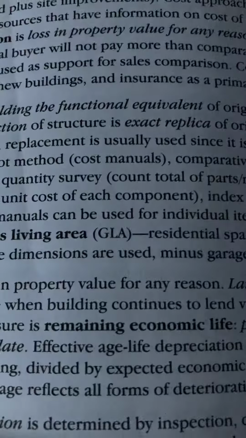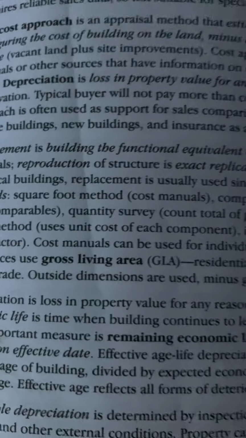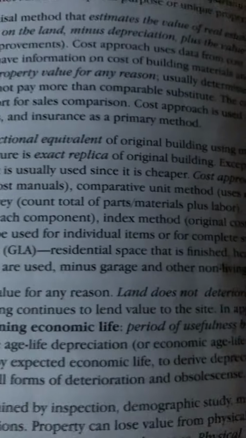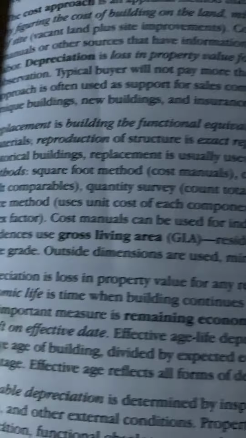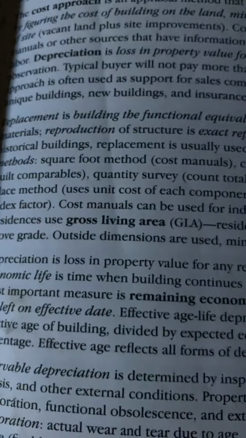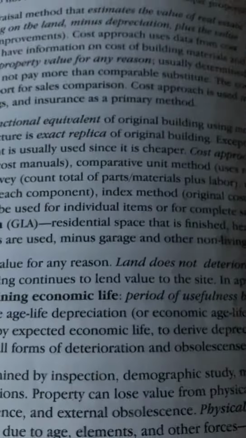Quantity survey, count total of parts, materials plus labor. Unit in place method uses unit cost of each component. Index method, original cost times an index factor. Cost manuals can be used for individual items or for complete structure.